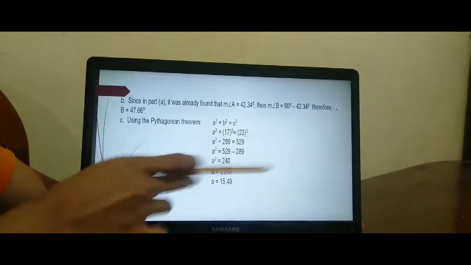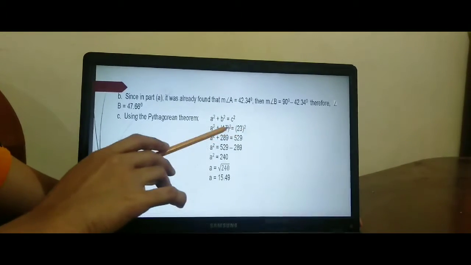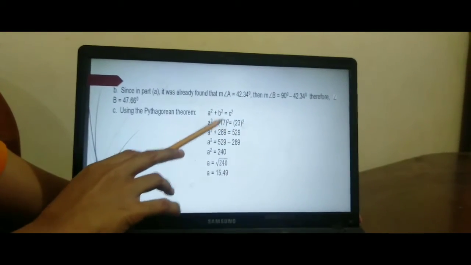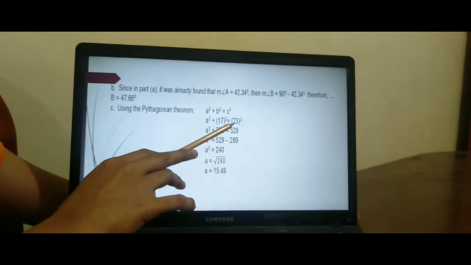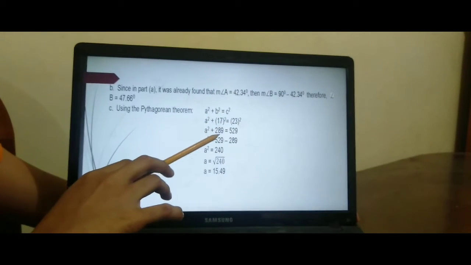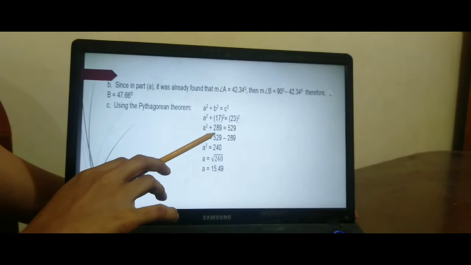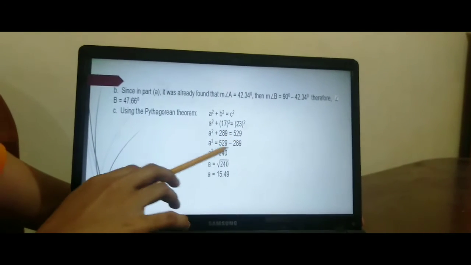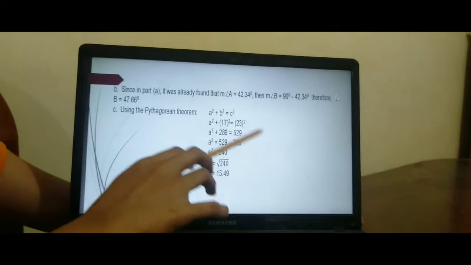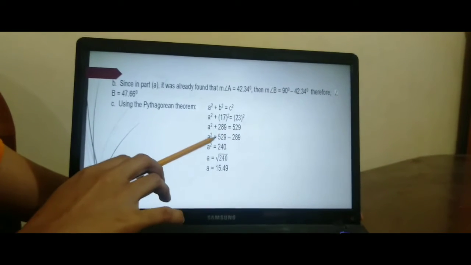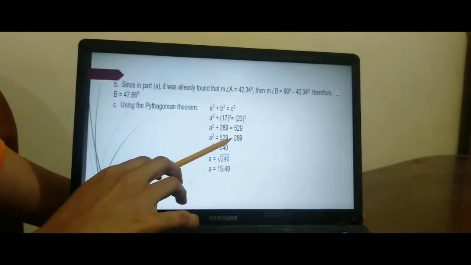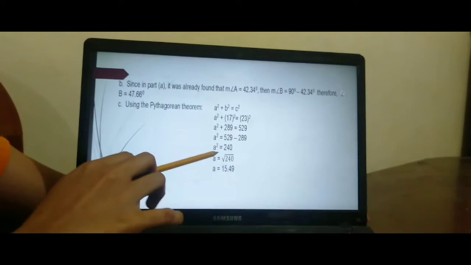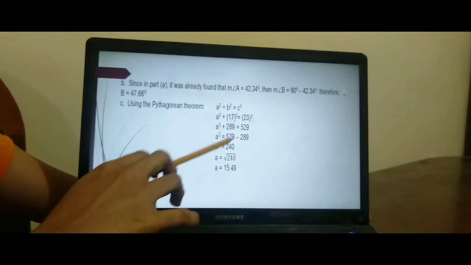So, given diha si B squared ug C squared man sa ato ang figure, so atong i-substitute. Our B is 17 and our C is 23. So, A squared plus 17 squared is equal to 289 and 23 squared is equal to 529. So, next is atong i-move ang like term. A squared is equal to 529 minus 289. So, i-move nato si positive, mahimo siyang negative sa pikas. A squared is equal to 240.